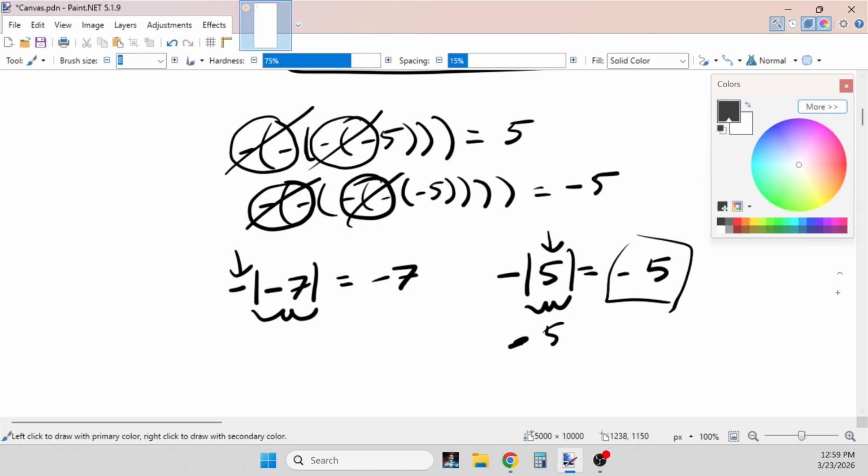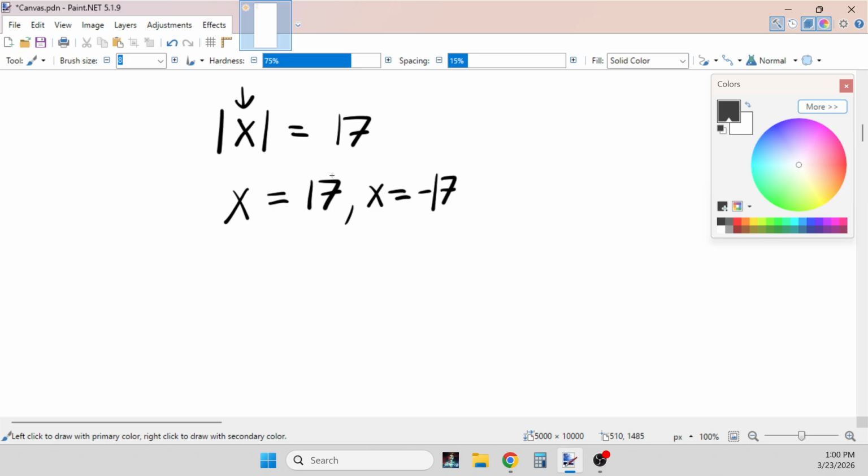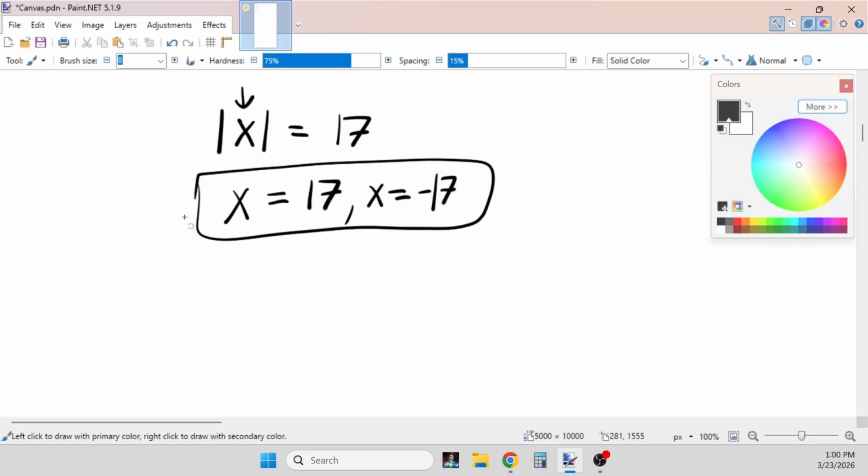Okay. By the way, now that we can put absolute values inside of equations, we get things like this. We ask, what's the solution? What does x equal? Well, if x is positive 17, the absolute value of positive 17 is 17, and that's a solution. But if I plug in x is negative 17, the absolute value of negative 17 is also positive 17. Both of these are solutions to this equation.